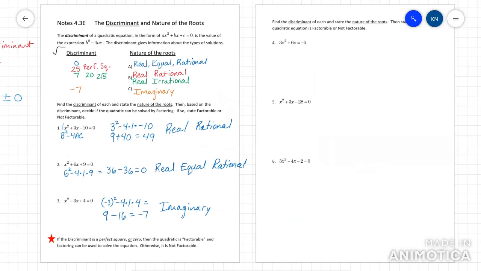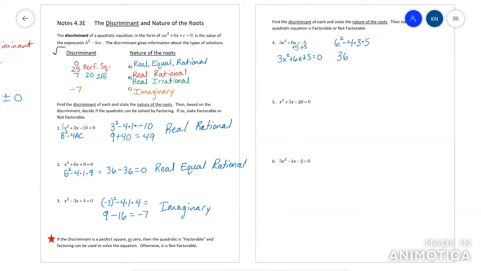All right, in order to do the discriminant, you have to make it equal 0. So you have to look at this problem and add 5 and then rewrite it. So 3x squared plus 6x plus 5 equals 0. Now you can do the discriminant. So b squared minus 4 times a times c. That's 36 minus 60, which is -24. So this one's going to be imaginary.